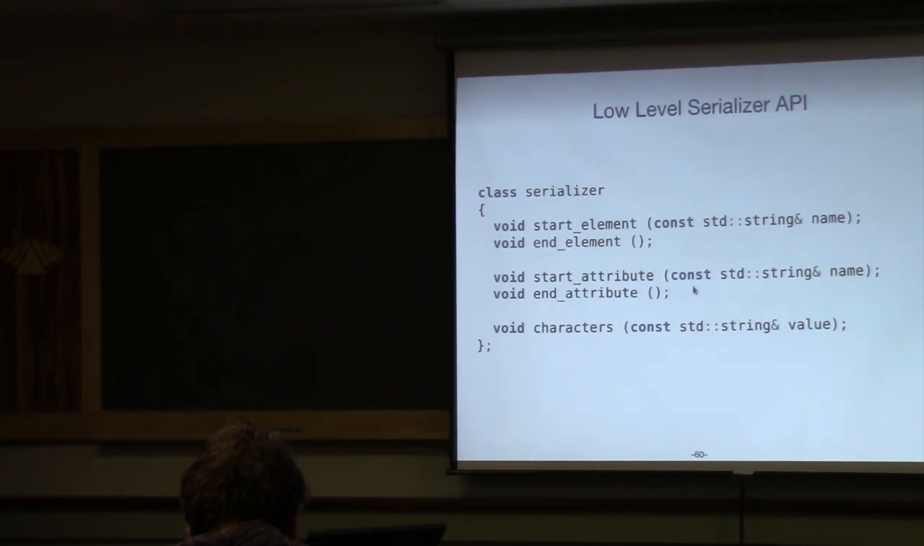Okay, question? What do you do if end element is called for an end attribute? You'll get an exception. Okay. Invalid sequencing. Okay. Pretty clear.